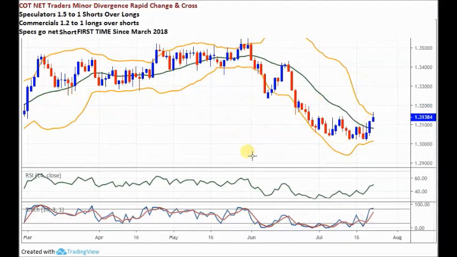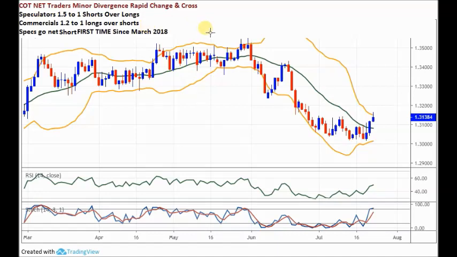Right, just on USD CAD, and before I draw my levels, COT Net Traders position is a little bit different in terms of the other two pairs that we've looked at. Minor divergence, rapid change. That kind of applies a little bit to CAD JPY, but I just love this cross here, which I'll come to in a moment. You can see minor divergence, speculators 1.5 to 1, shorts over longs, bearish of the USD, commercials 1.2 to 1, longs over shorts, so bullish of the USD, but not a big divergence, okay?